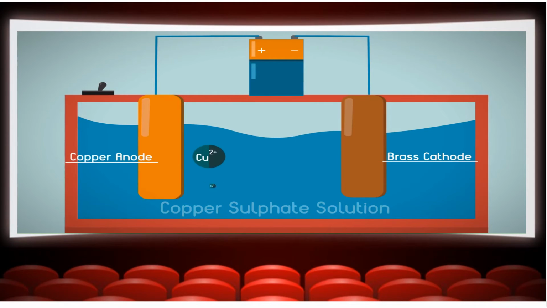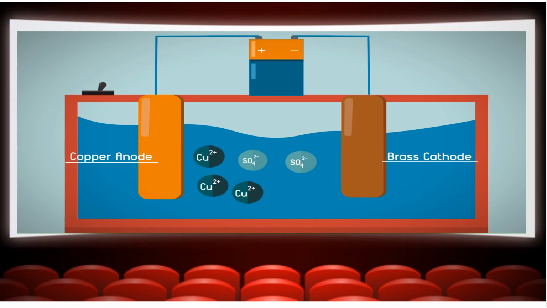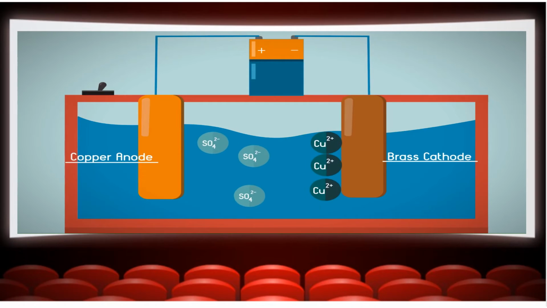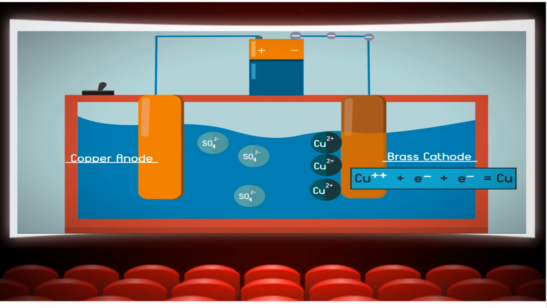Copper sulfate solution contains blue copper ions and colourless sulfate ions. The copper ions are positively charged and so are attracted to the negatively charged brass cathode. The copper ions deposit onto the brass, producing the thin copper plate. The positively charged copper ions gain electrons, which is known as reduction. The sulfate ions are negatively charged and so are attracted to the positively charged copper anode.